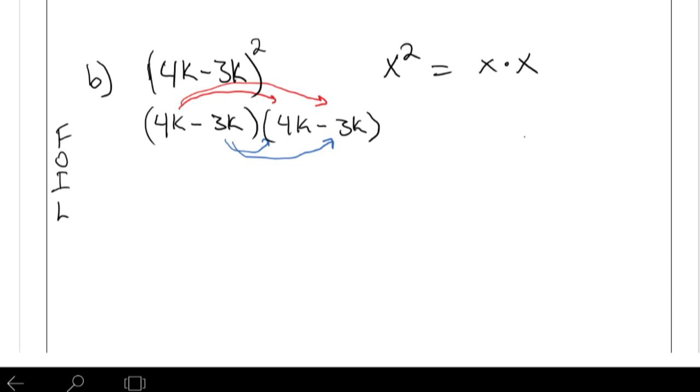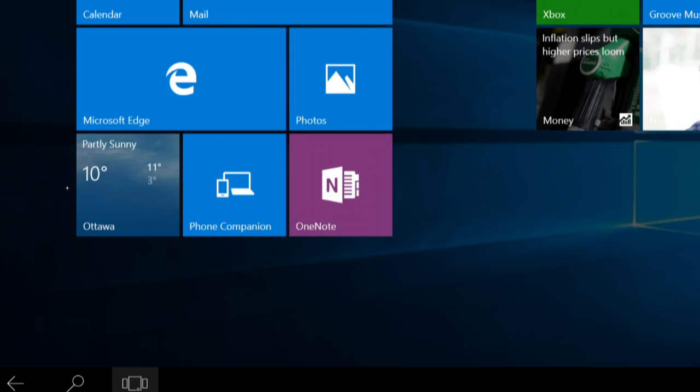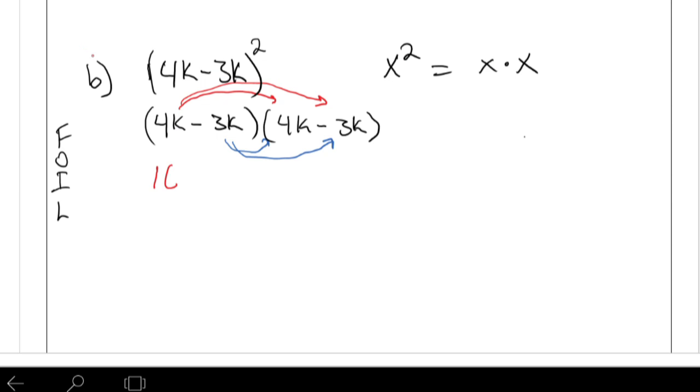All right, FOIL. First, it's 4 and 4 is 16. 16k times k is k squared. And then 4k times the negative 3k is going to give us not positive 12, but minus 12, k times k is k squared.